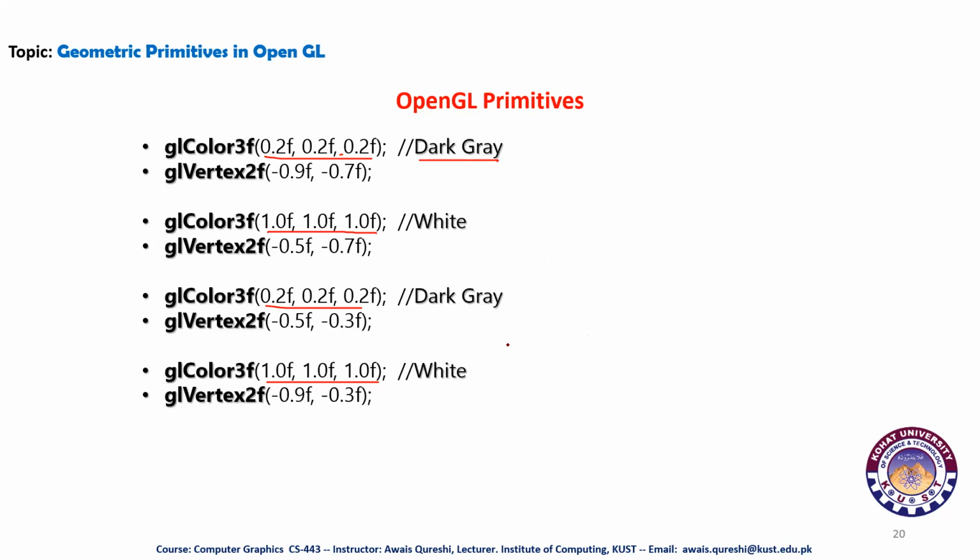So let's move on. Here you can see that we are using glColor3f for dark gray color, and after dark gray we are using white, and then dark gray and then white. So we are using different colors for different objects to distinguish them. These are all predefined functions we are using in OpenGL and drawing different objects on the screen. So let's move on to another section and see what other options are available for drawing OpenGL geometric primitives on the screen.